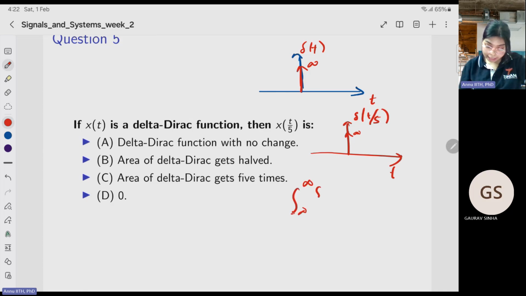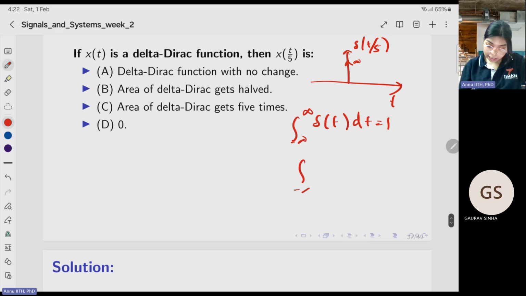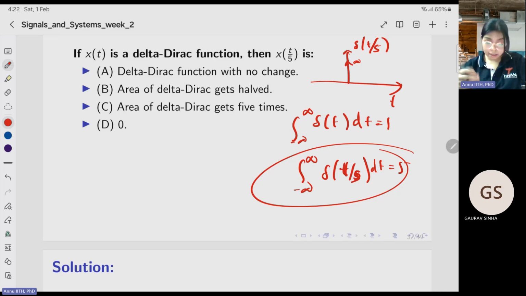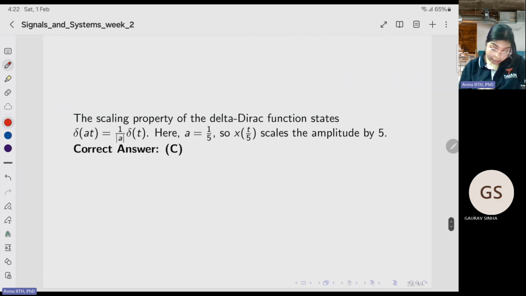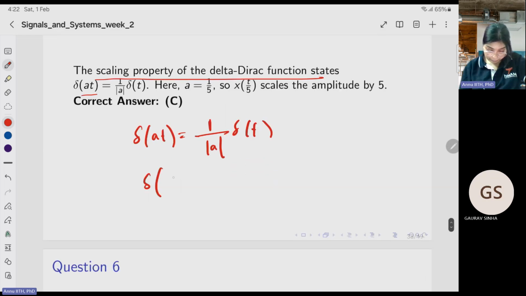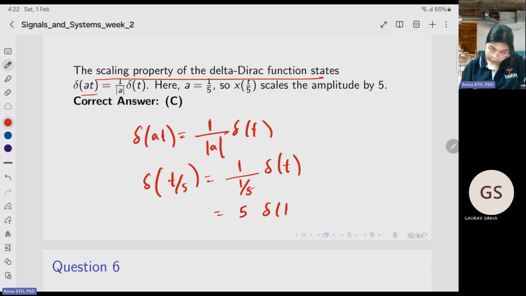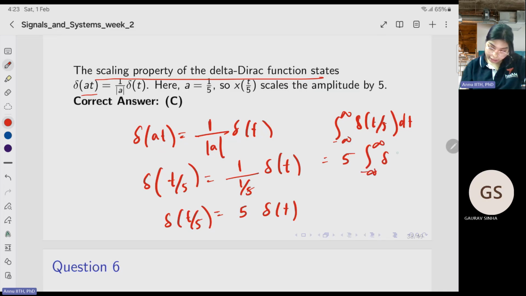But the integration of delta t is 1. Then the integration of delta t by phi dt should be phi. How? Because this is going to phi here, so it's expanding, and it is giving phi. The answer should be phi times. The scaling property of the Dirac delta function is delta a t equals 1 by mod a delta t. So we have delta t by phi, which is 1 by 1 by phi delta t, that is phi delta t. So the integration of delta t by phi dt is phi times the integration of delta t dt, and this is 1. So phi is the answer.